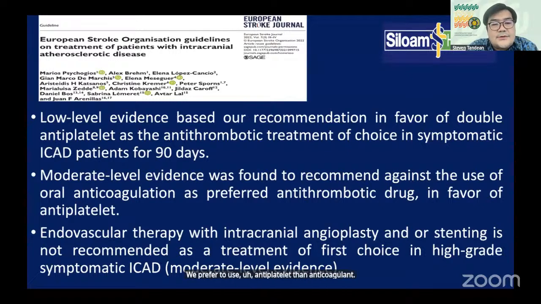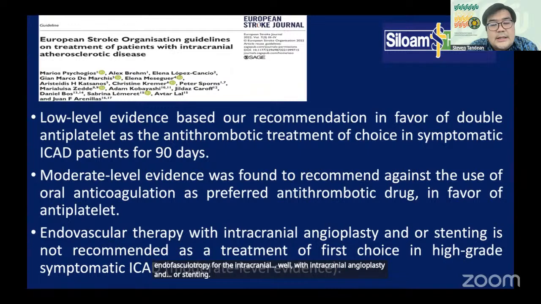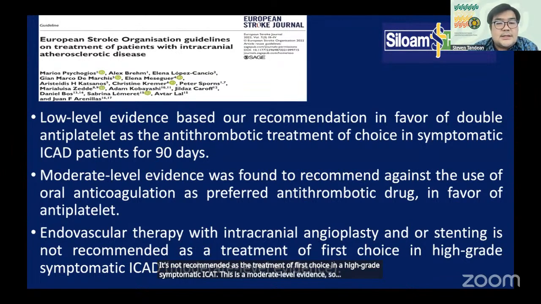And then endovascular therapy with intracranial angioplasty or stenting is not recommended as the treatment of first choice in high-grade symptomatic ICAT. This is moderate-level evidence. So the new guideline is very surprising.